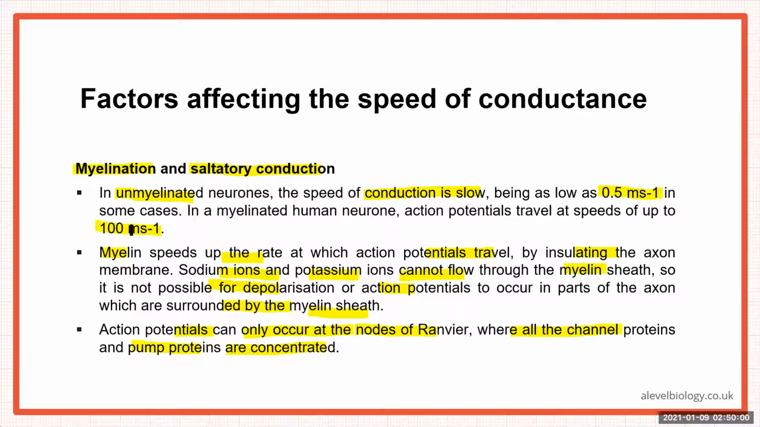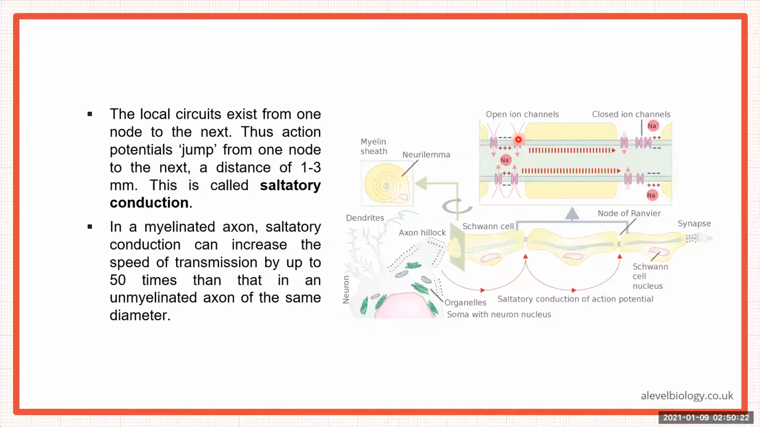So they keep on jumping and going in one direction only. See here, this is a node of Ranvier. This is another node of Ranvier. See, this part of the axon is actually insulated. This is the myelin sheath. This is insulated, so an action potential would not be generated there, right? So where is it being generated? This part here.